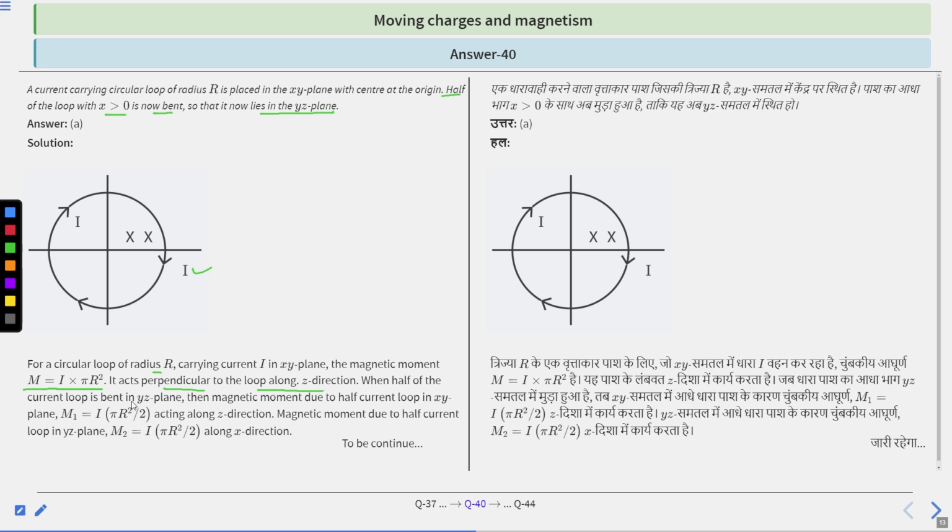When half of the current loop is bent into the yz plane, the magnetic moment due to the half current loop in the xy plane is m1 equal to I pi r square divided by 2, acting along the z direction. The magnetic moment due to the half current loop in the yz plane is m2 equal to I pi r square divided by 2 along the x direction.